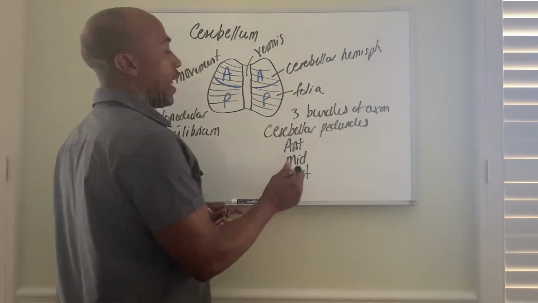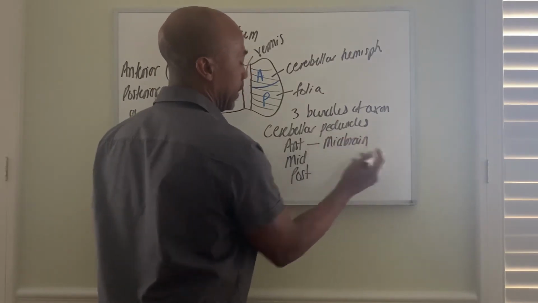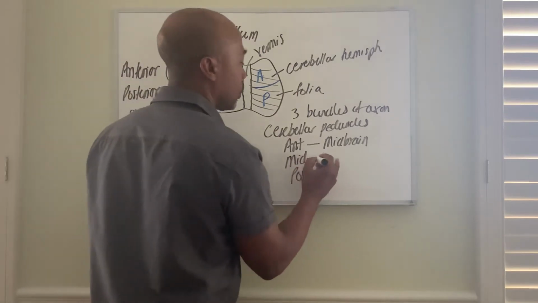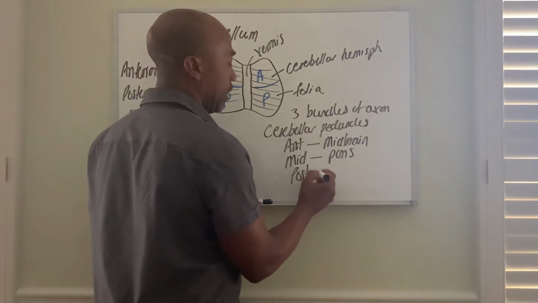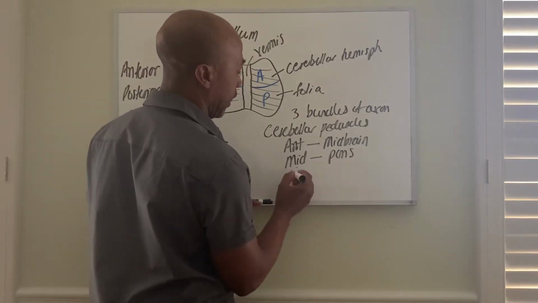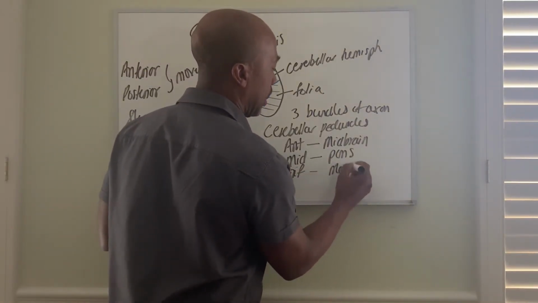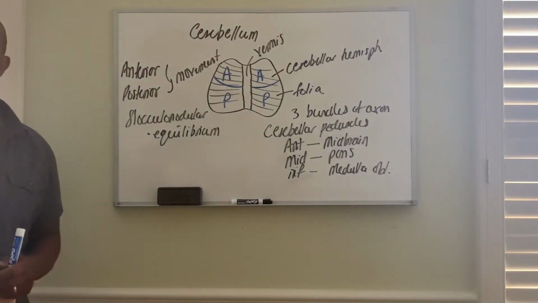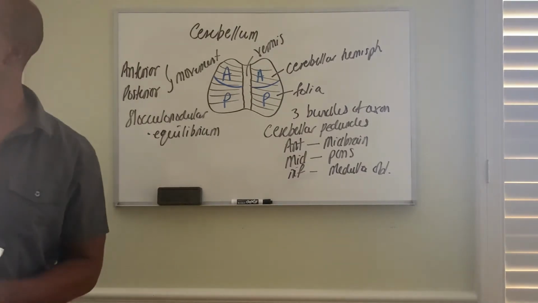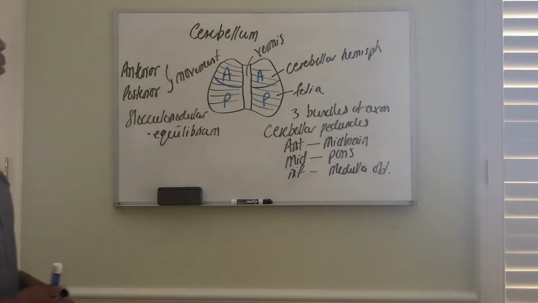The anterior one anchors the cerebellum to your midbrain. Your middle one anchors it to your pons. And the posterior one, sorry, anterior, middle, and inferior, not posterior, the inferior peduncle anchors it to your medulla oblongata. So remember that. You have 3 peduncles, anterior, middle, and inferior cerebellar peduncles that help to anchor different parts of the brainstem to your pons.